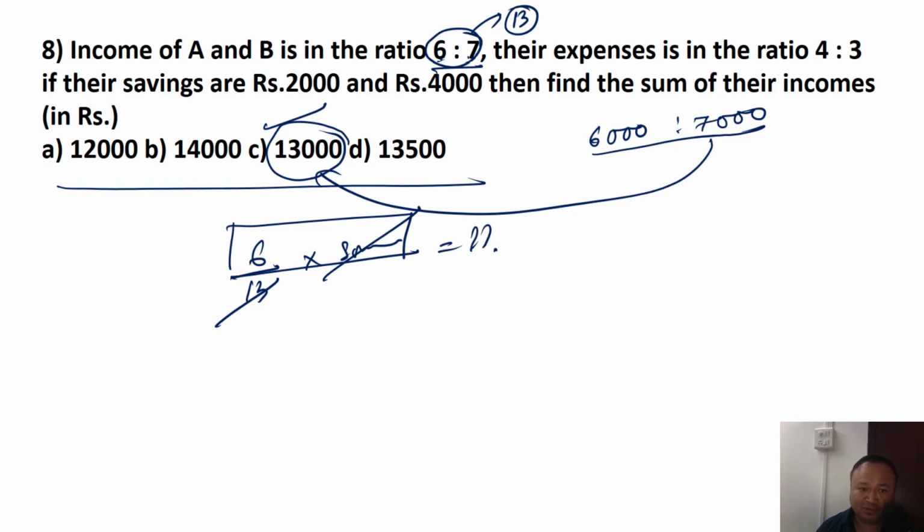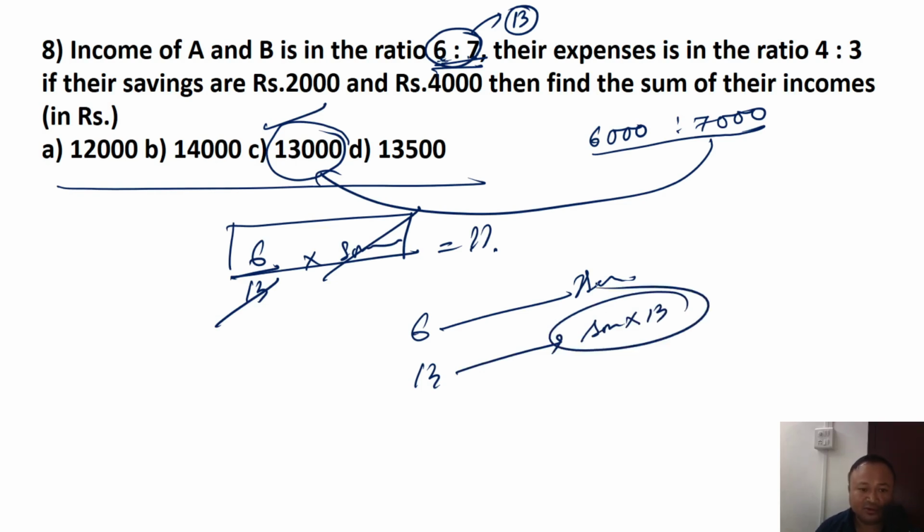You have to take 13 units, and then you are going to multiply by 13 again. So this is the case. We can solve this question like this also.